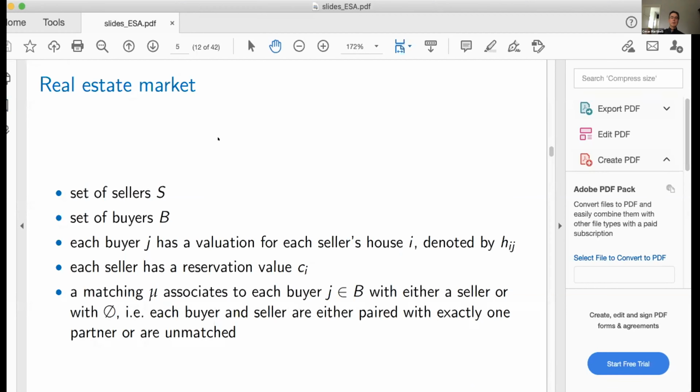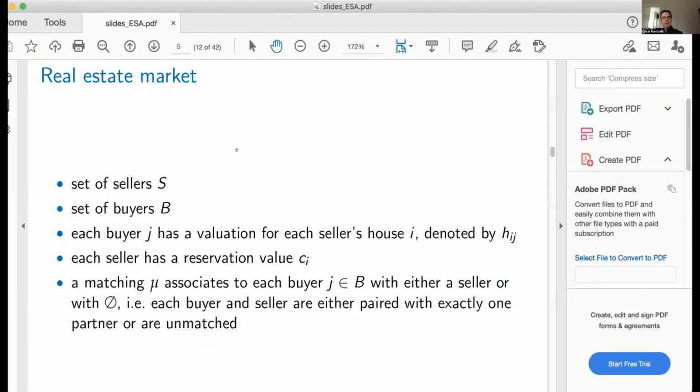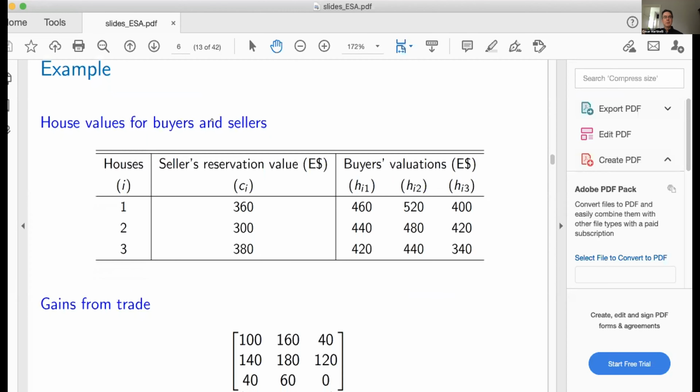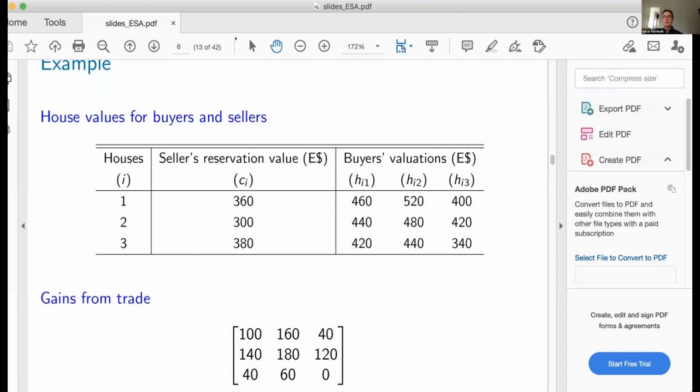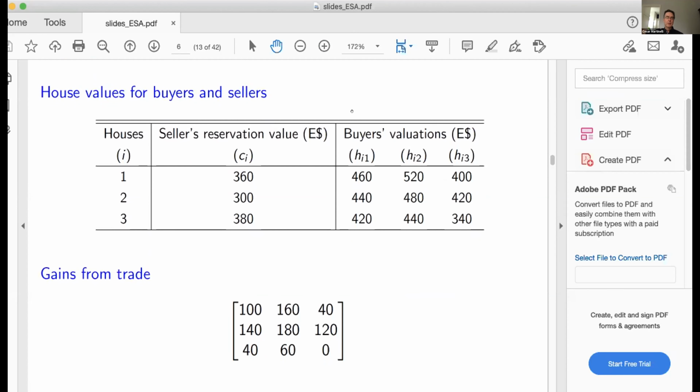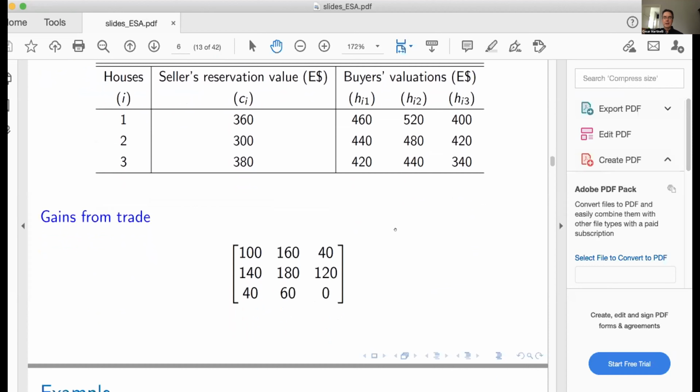Anyway, so this is the basic situation. This is the Shapley-Shubik example. We have 3 sellers with 3 houses, 1, 2, and 3. Each seller has a reservation price, kind of like the cost of producing, 363 and 380. And the buyers' valuations, you can see, are heterogeneous for the different houses. And there are some gains from trade. So the matrix tells us the possible gains from trade for each possible pair.